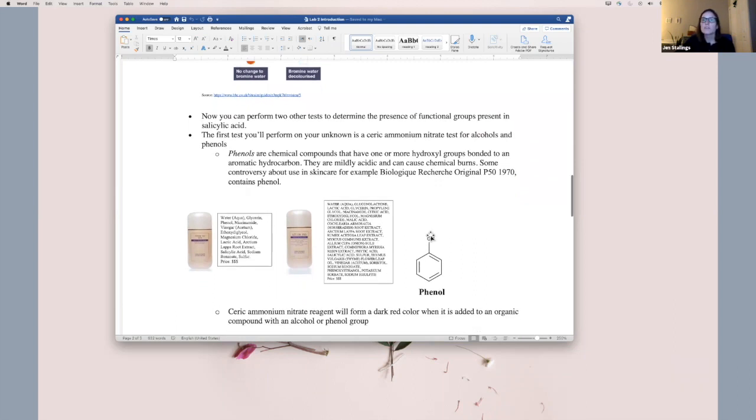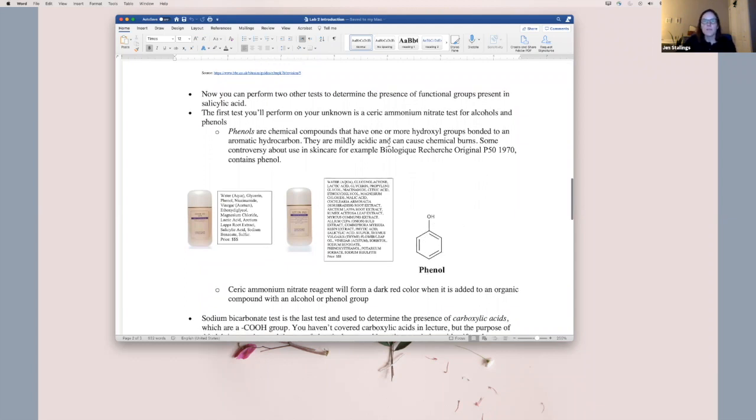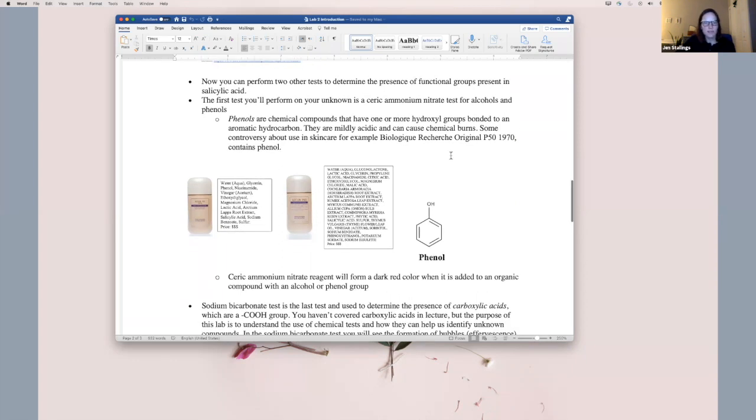So the phenol is right here. It's a hydroxyl group that's attached to an aromatic hydrocarbon ring. They're mildly acidic and can cause chemical burns. I talked about this in the earlier labs.